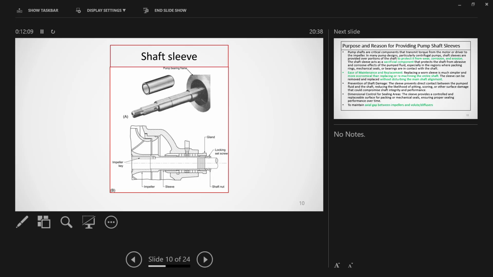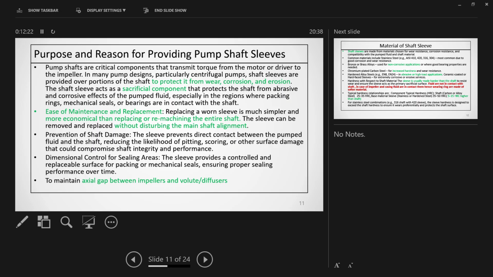So your time will be saved, but the hardness of the sleeve should be higher than the shaft. These are the purposes of the shaft sleeve. It protects from wear, corrosion and erosion. Therefore, it is called a sacrificial component, because you need not replace the expensive shaft.